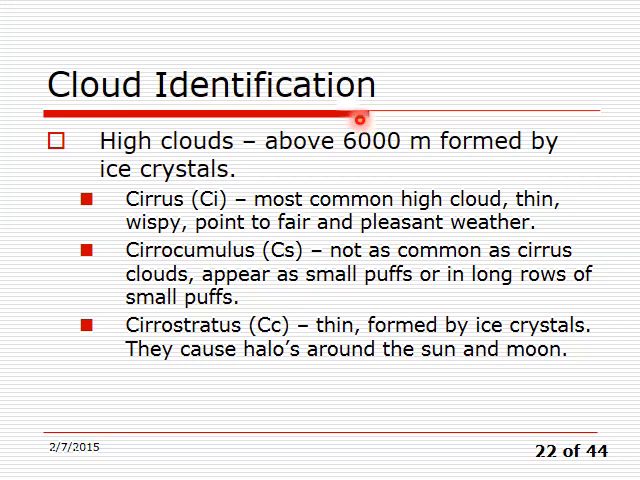Alright, now there's a difference between cloud classification and cloud identification. There are basically three regions in which we identify clouds, all dealing with their altitude. So we have high clouds, higher than 6,000 meters, mostly all formed by ice crystals, not water droplets, but ice crystals. So we have the classic cirrus clouds, very high, very thin.